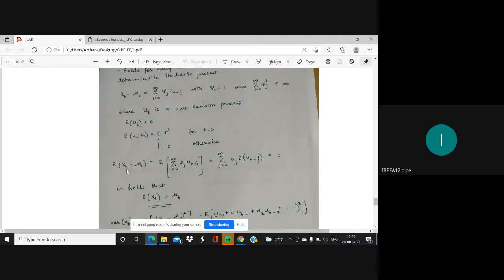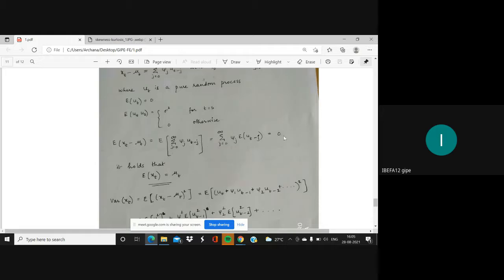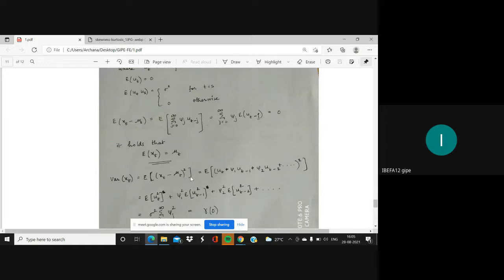Now, if you take this part, the expectation of X_t minus mu_t, just using this, we are able to arrive at this being equal to 0. Till here, is it clear to everyone? Yes, ma'am, it's clear. Then after that, because this is equal to 0, the expectation of X_t is equal to mu_t, which is some constant.